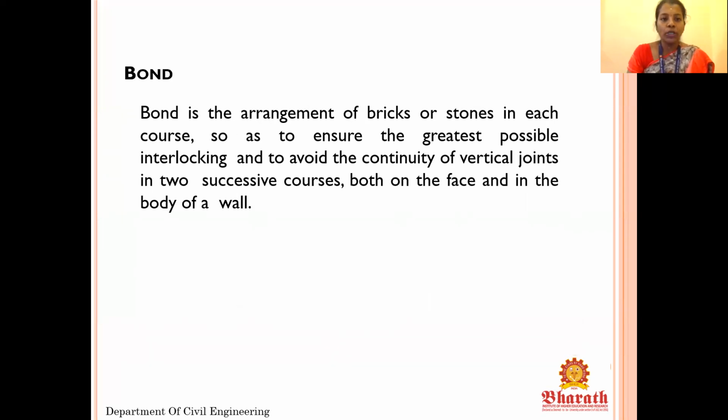Next one will be bond. Bond is the arrangement of bricks or stones in each course so as to ensure the greatest possible interlocking and to avoid the continuity of vertical joints in two successive courses, both on the face and in the body of the wall. So it is nothing but the arrangement of bricks or stones in each course. The greatest possible interlocking should be achieved to avoid the continuity of vertical joints. That is the purpose of the bond.